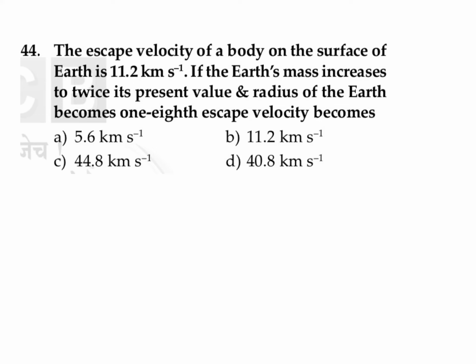In this question, it is given that the escape velocity of a body on the surface of Earth is 11.2 km per second. If the Earth's mass increases to twice its present value and the radius of Earth becomes 1/8, what does the escape velocity become? We know the equation for escape velocity from the surface of a planet: escape velocity is the square root of 2GM divided by R. So we can write that escape velocity is directly proportional to the square root of M divided by R.